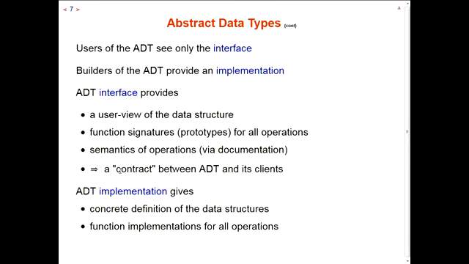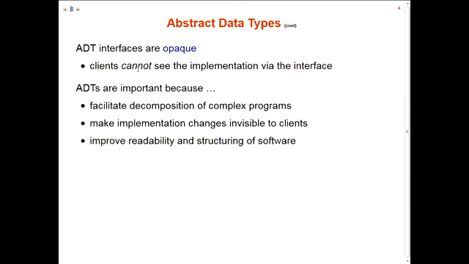or its client. The abstract data type developer promises that their implementation satisfies the logical or descriptive specification of these functions. The implementation itself then gives concrete definitions of the data structures and function implementations for all operations. Now, why is this important? Abstract data type interfaces are opaque. Clients cannot see the implementation via the interface. This is what is meant by encapsulation and information hiding.